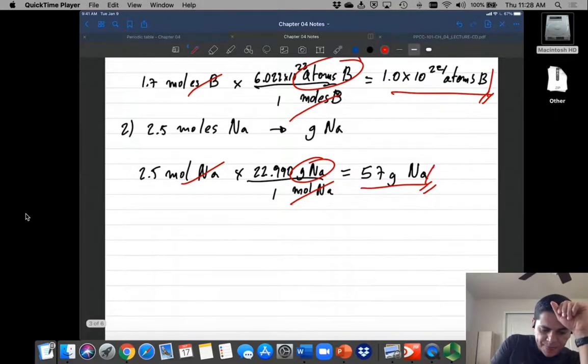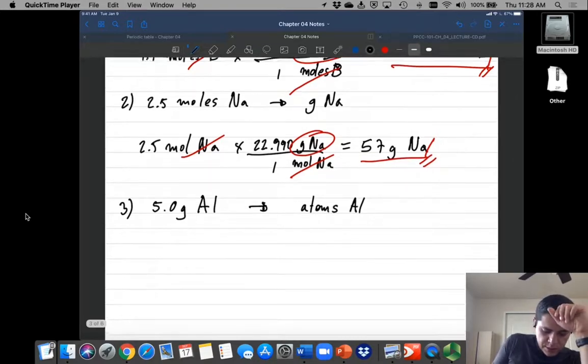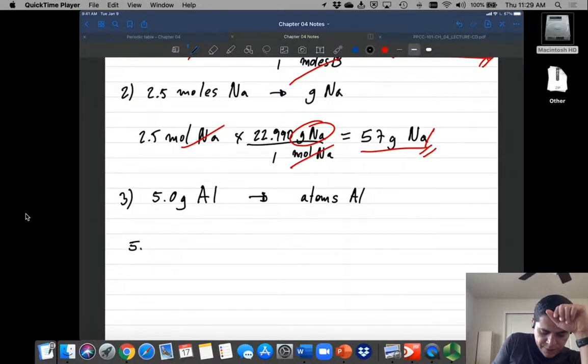Number 3. This is a little more complex. We want to go from 5 grams of aluminum to the number of atoms that you have in there. Calculate the number of atoms in 5 grams of aluminum. So, of course, this is atoms of aluminum. So then we start with the 5 grams of aluminum.